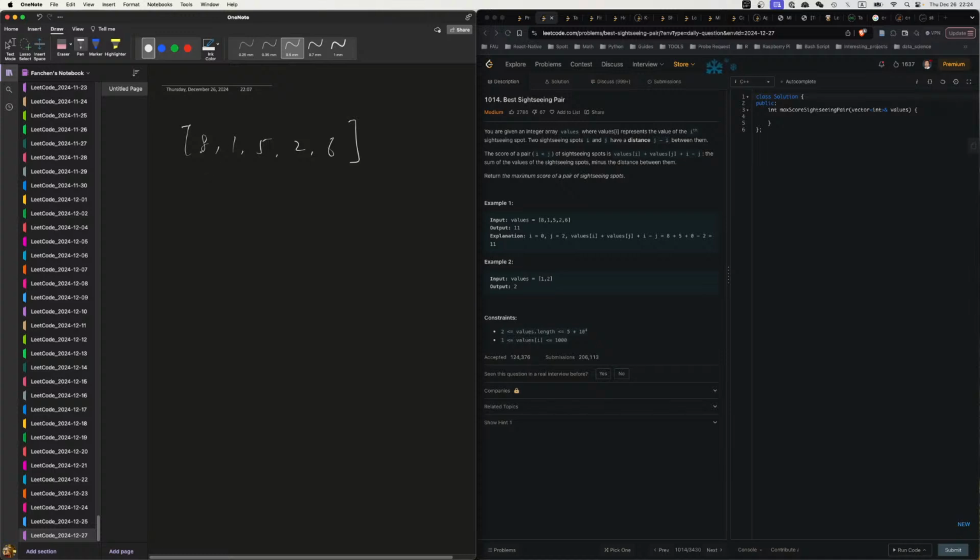Right, we're gonna say the spot is 1 and the spot is 2. Spot is 3 and the spot is 4. One of them will be the answer, right?